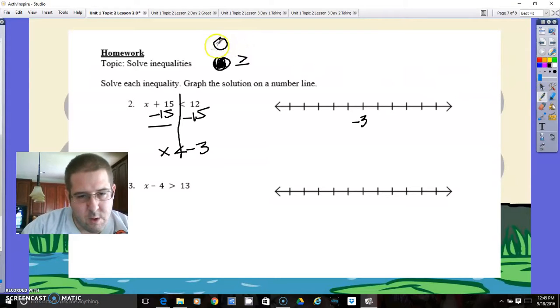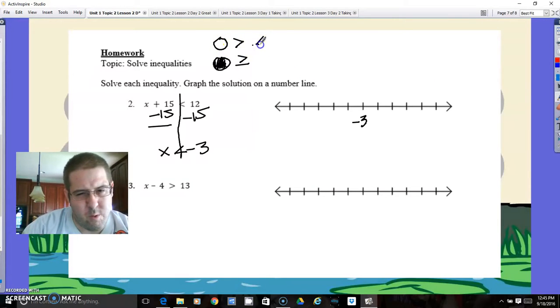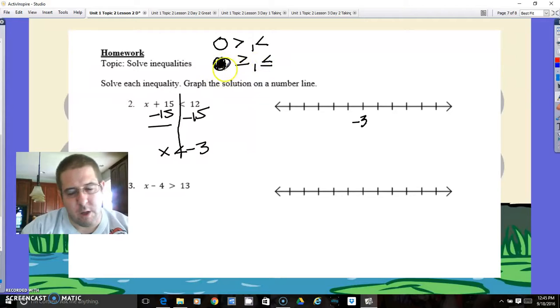So if it's an open circle, that's either greater than or less than. Can't be anything else. If it's a closed circle, it's going to be either greater than or equal to or less than or equal to. In other words, a closed circle represents it can be that answer.